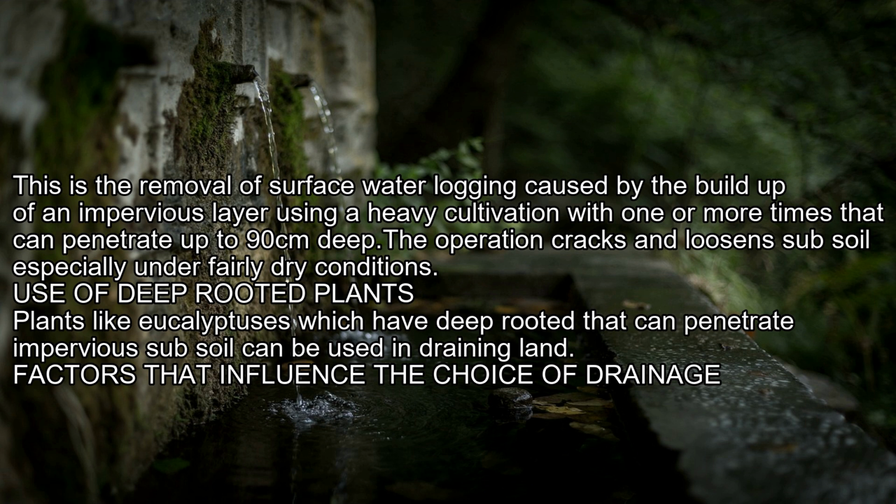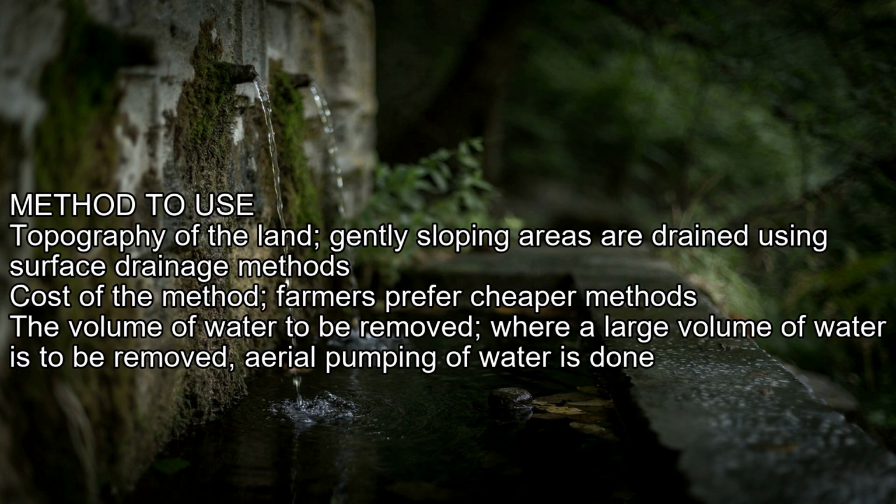Factors that influence the choice of drainage method to use. Topography of the land. Gently sloping areas are drained using surface drainage methods. Cost of the method. Farmers prefer cheaper methods. The volume of water to be removed. Where a large volume of water is to be removed, pumping of water is done.